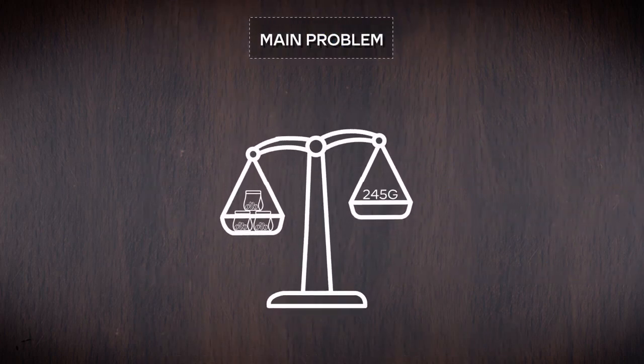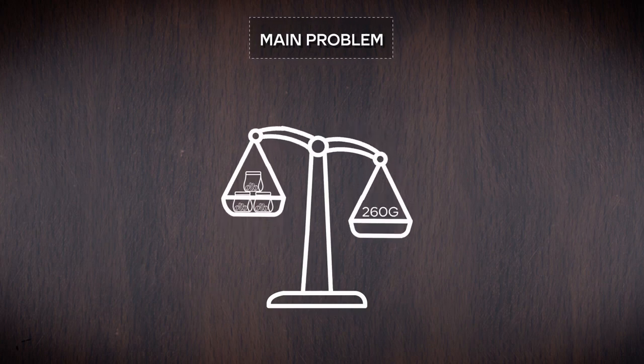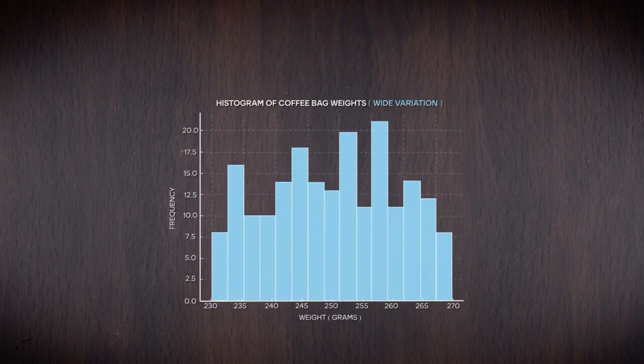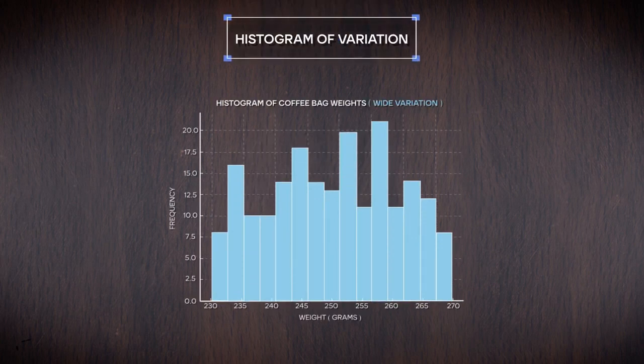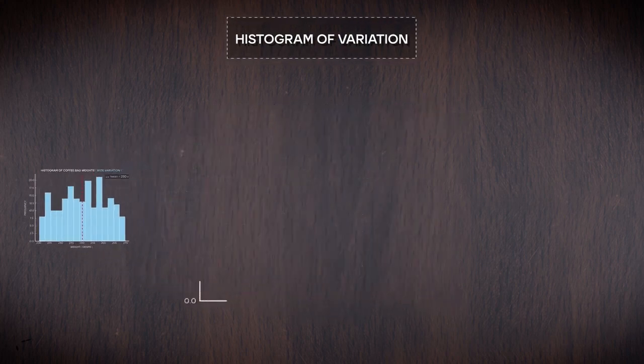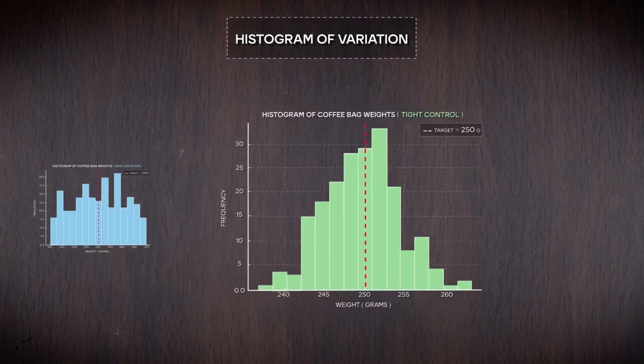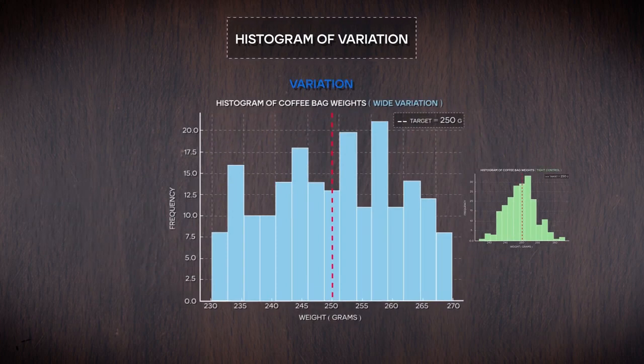So we start by measuring the actual weights for 200 packs and plot the weights on a histogram, which will look like this. Now, by looking at the histogram, we notice that instead of clustering tightly around our target of 250 grams, the weights range widely, from as low as 230 grams to as high as 270 grams. The histogram makes variation visible. And in quality management, excessive variation is the enemy of consistency.